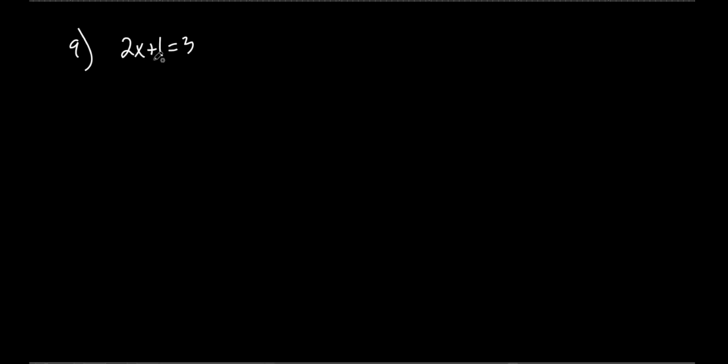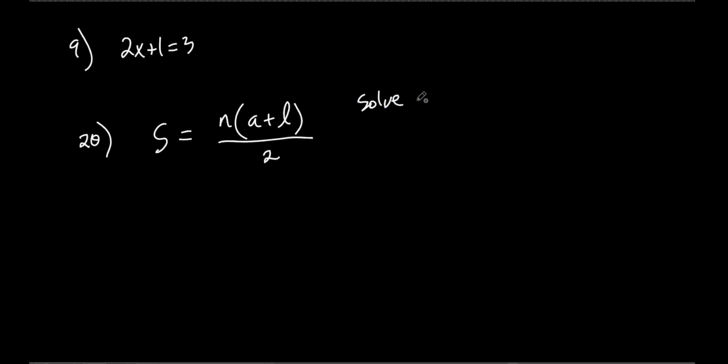So you can do this one, right? Minus 1, that's a 2. Divide by 2, x is 1. Big deal. All right, so let's do number 20. S equals n times a plus L over 2. And we're solving for L. Solve for L. All right, first thing I'm going to do is this.